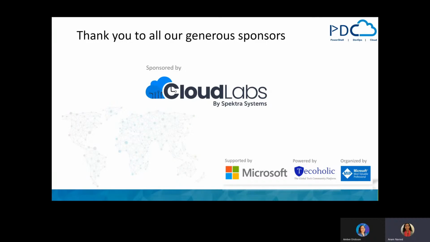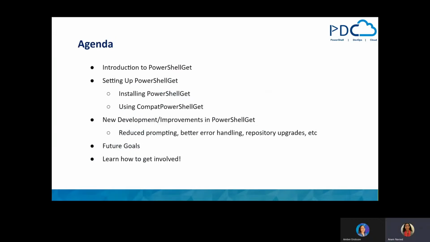Today, we're going to first discuss what PowerShellGet is. Then we're going to look at how to set it up and see how to map version 2 commandlets to version 3 ones for backwards compatibility. Then we're going to look at the new features we added in PowerShellGet version 3, which include reduced prompting, better error handling, repository upgrades, and much more. Finally, we'll discuss future goals for PowerShellGet and ways for you to get involved.